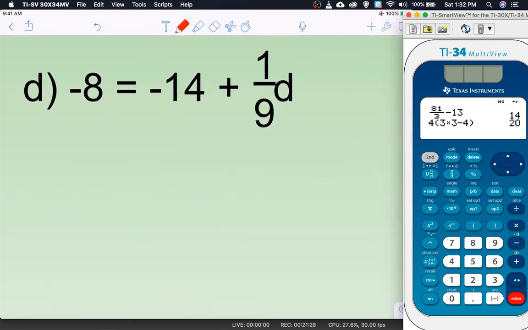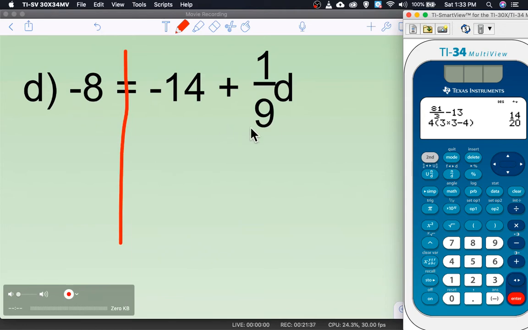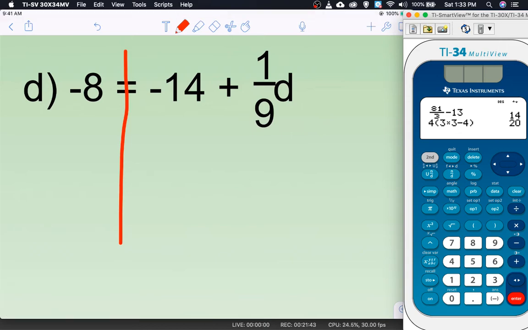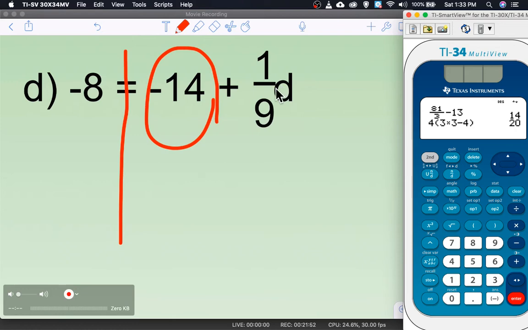Letter D. I don't have any parentheses. I can't combine any like terms. There's nothing to combine on the left. There's nothing I can combine on the right. So I'm right into solving the equation. I'm getting the variable by itself. I'm going to get rid of the adding and subtracting first, which would be this piece. This 1/9 is attached to the variable. They are one thing. They are one term. So I'm going to add 14 to both sides.